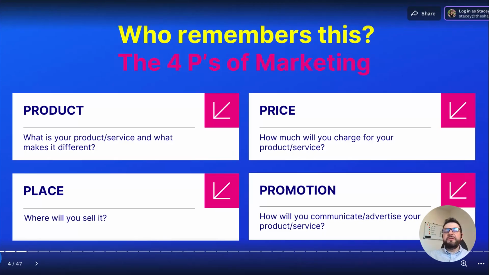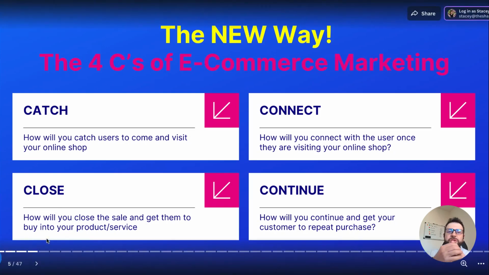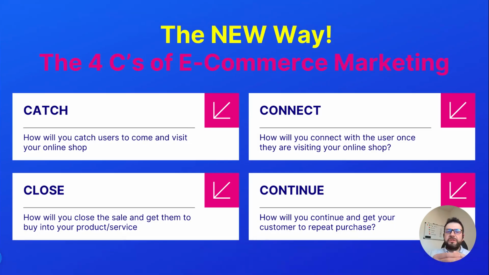And that's the basis of the method that I use, which is what we call the 4Cs of e-commerce. The 4Cs of e-commerce are catch, connect, close, and continue. So similarly to the 4Ps, what are the 4Cs? First of all, catch. How are we going to catch a user and get them to visit our online shop? Once we reel someone in, what we want to do is connect with them. We're going to connect with them on our shop and make them feel comfortable, make them trust the shop that they're visiting.